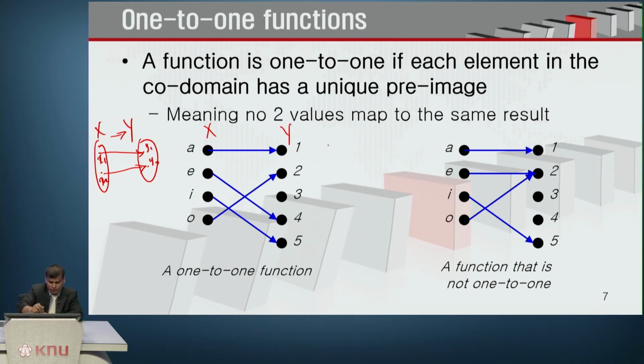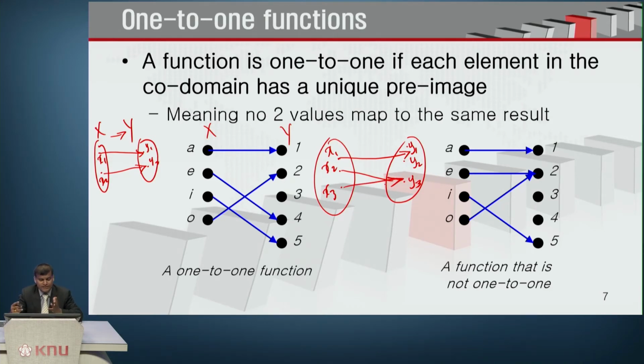Whereas suppose you have two sets, say x1, x2, x3 and y1, y2, y3, and suppose you have x1 pointing to y1, x2 pointing to y3, and x3 pointing to y3. If this is the case, then this is not a one-to-one function.